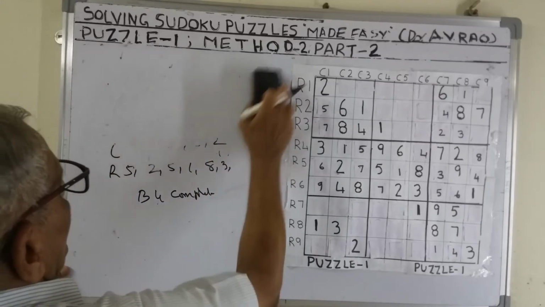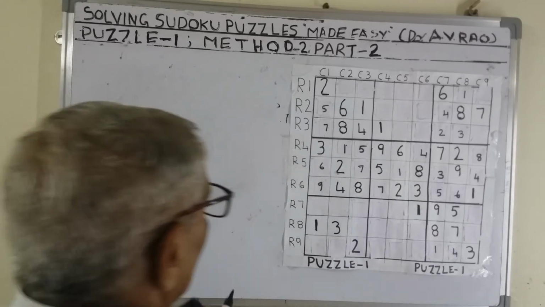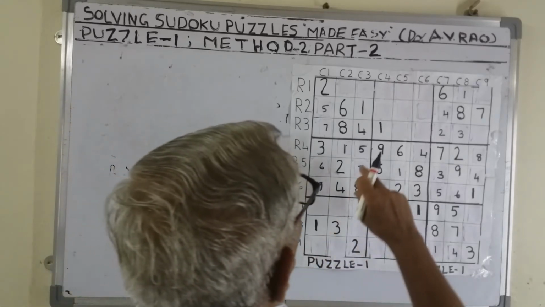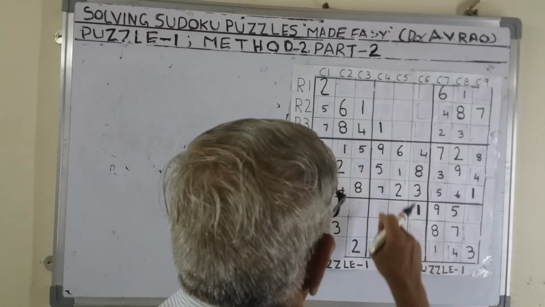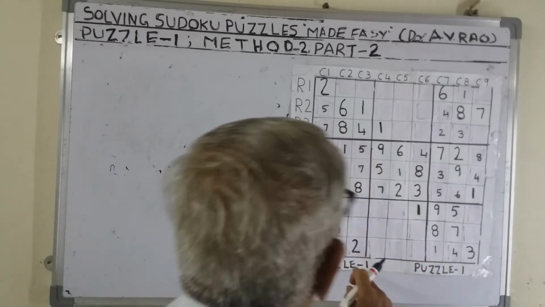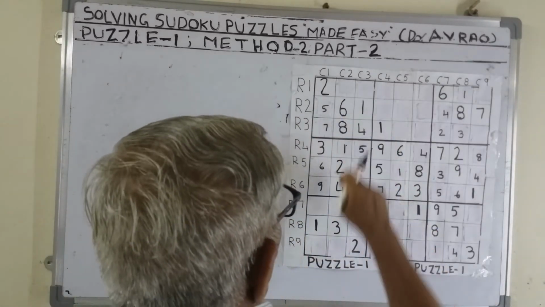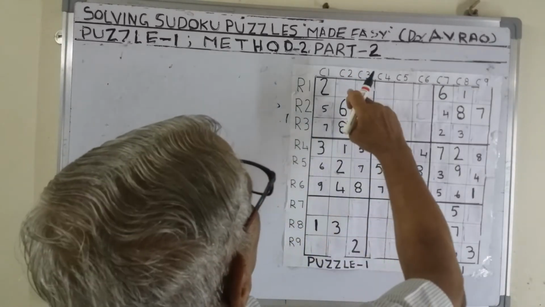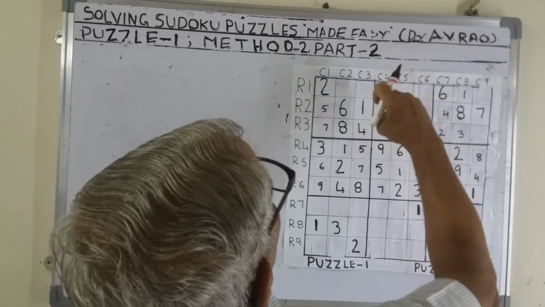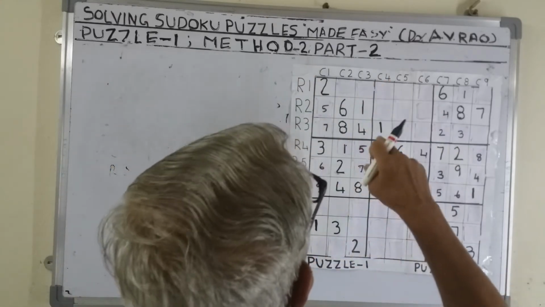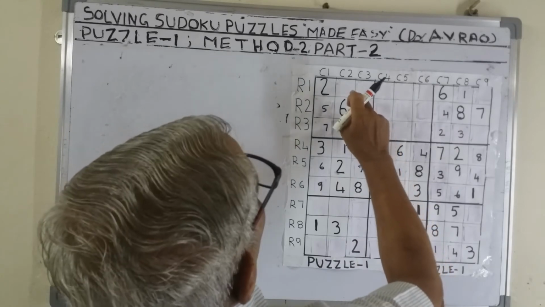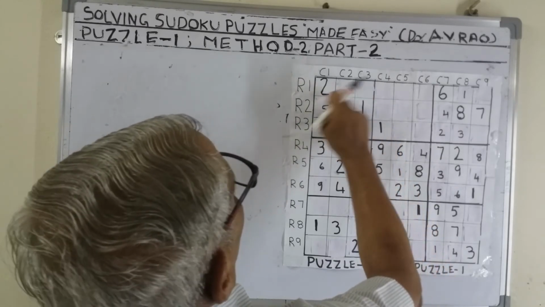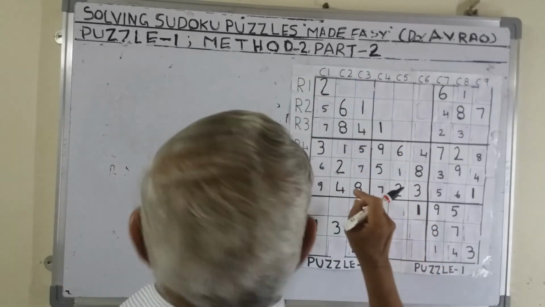Now friends, 27 is already over. Now see, in these columns C2 and C3 have to be filled up because they have got many numbers. So let us come to the box. This is R1 C2. Let us take up R1 C2.